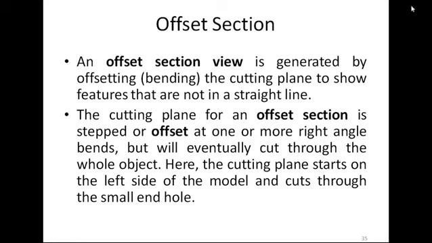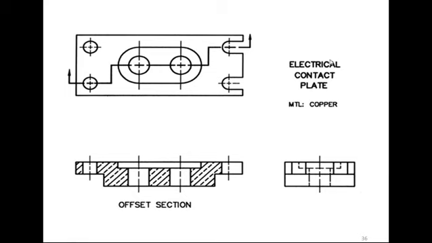An offset section view is generated by offsetting the cutting plane to show features that are not in a straight line. The cutting plane for an offset section is stepped or offset at one or more right angle bends, but will eventually cut through the whole object. Here the cutting plane starts on the left side of the model and cuts through the small end hole. We have also seen this example.